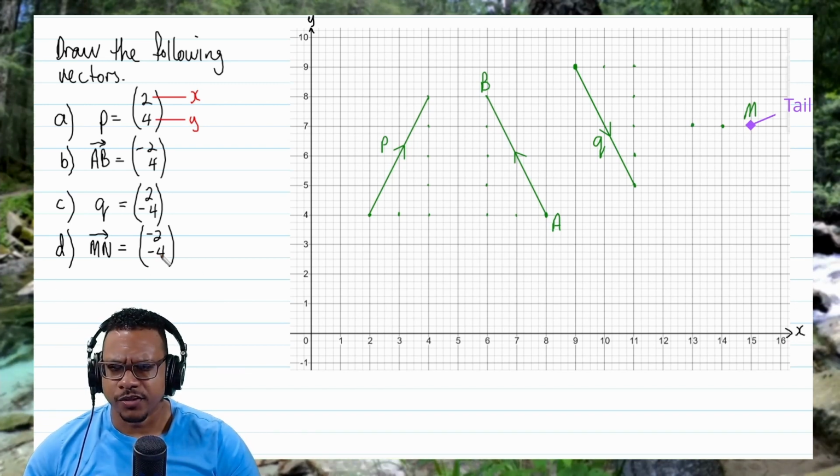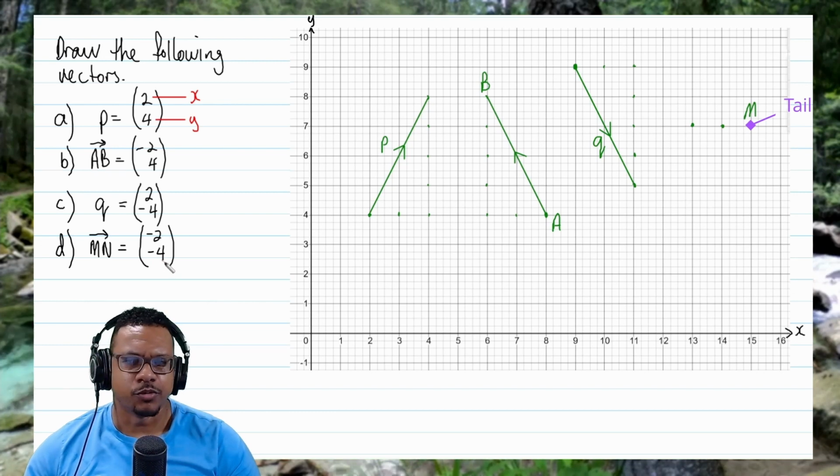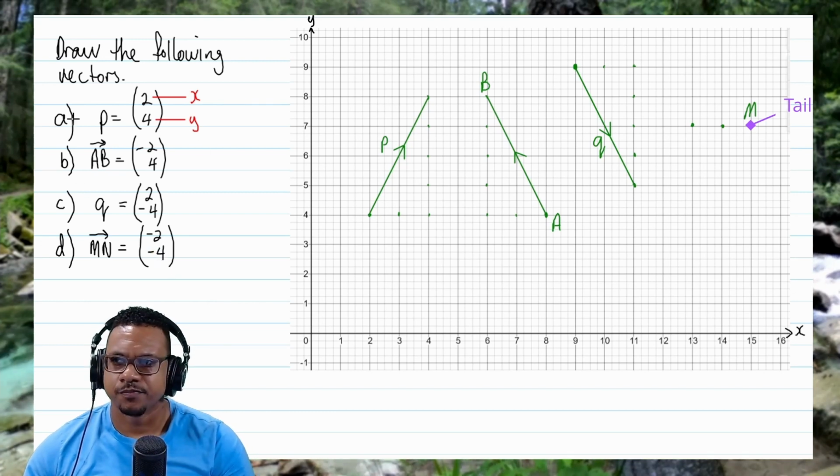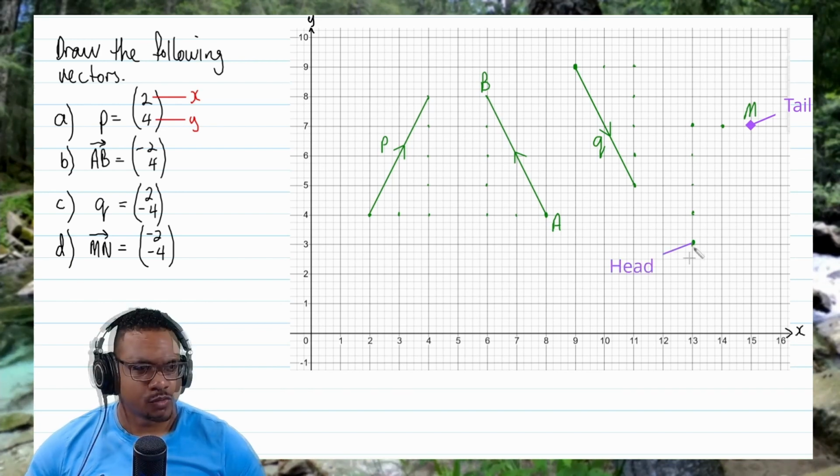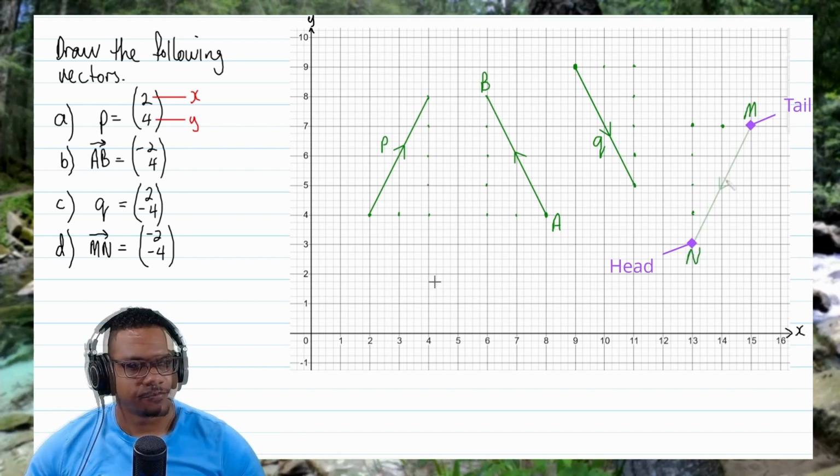And our y component is -4. So that'll be going 4 units downwards. So from this point, I'm going 4 downwards. So 1, 2, 3, 4. So N would be at this point because this will be where the head of the vector would be. So this is N. And this is your vector, MN.